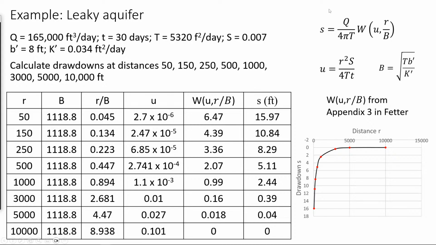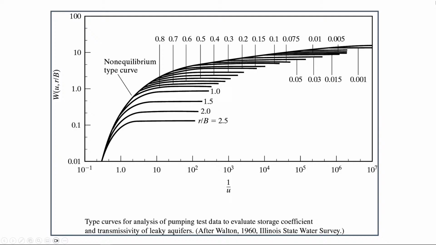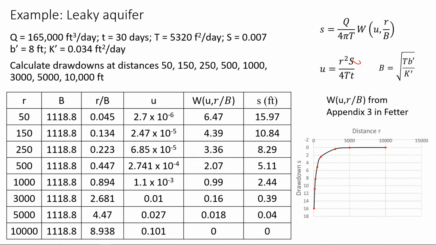Remember we did this. So that's the leaky aquifers, the Walton method. So what can we quantify? We can quantify the S, we can quantify the T, and we can quantify the K, the hydraulic conductivity of this leaking area. So that's, for example, what can be quantified.